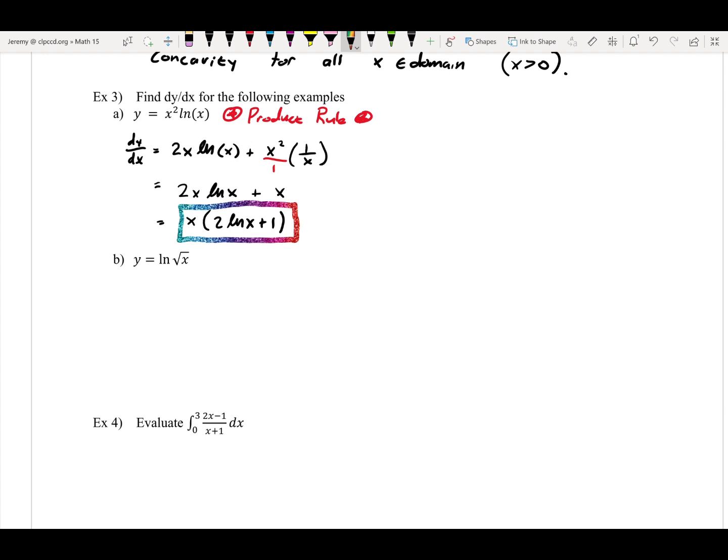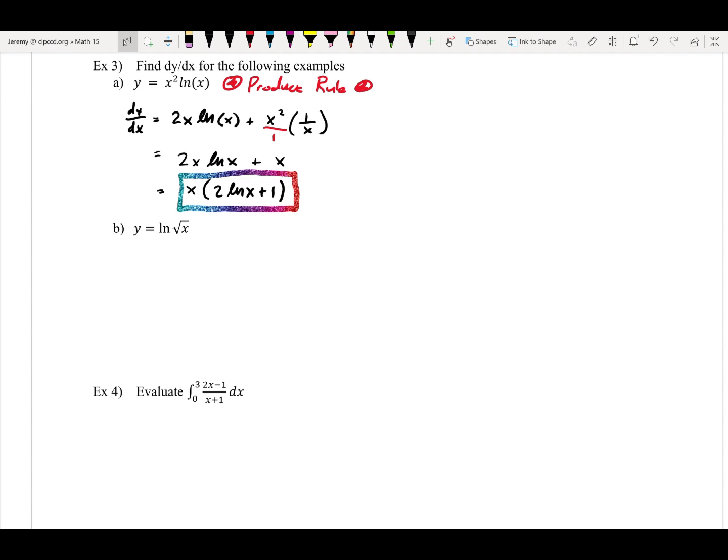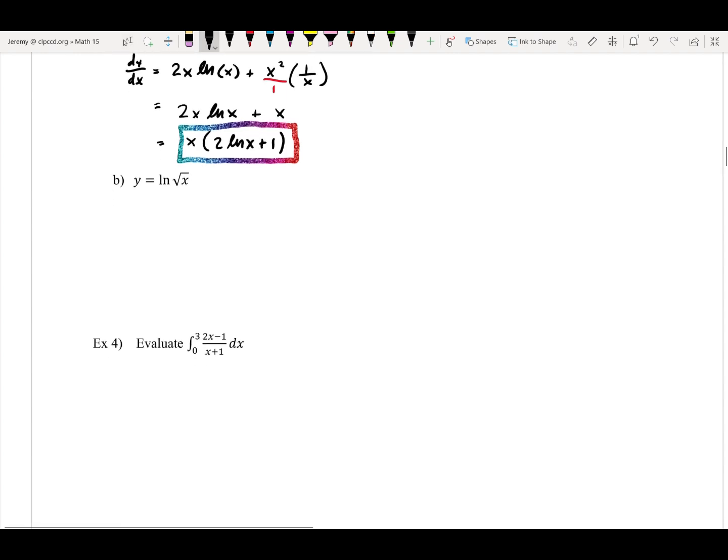So there it is, just applying our new rule for the derivative of natural log to a situation that we've seen many times before. Similar thing could be said for part B, y equals natural log of the square root of x. So the square root of x is inside of the natural log function. So what do we do when we're taking a derivative of a function composed with another function? This is a chain rule.